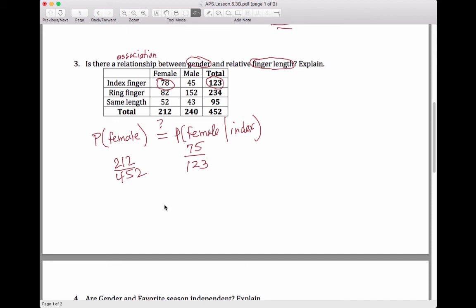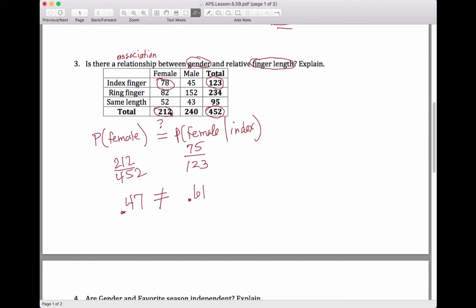So if you calculate 212 divided by 452, you get about 47%. If you calculate 75 divided by 123, you get about 61%. And those appear to be quite different. There's a 14% difference between these. So I think it's pretty safe to say that no. Well, actually, I guess the answer is yes. The way they asked the question, is there an association, is there a relationship? Yes. We could say that given that you have an index finger that's longer, there's a higher chance that you're a female, just by looking at that.